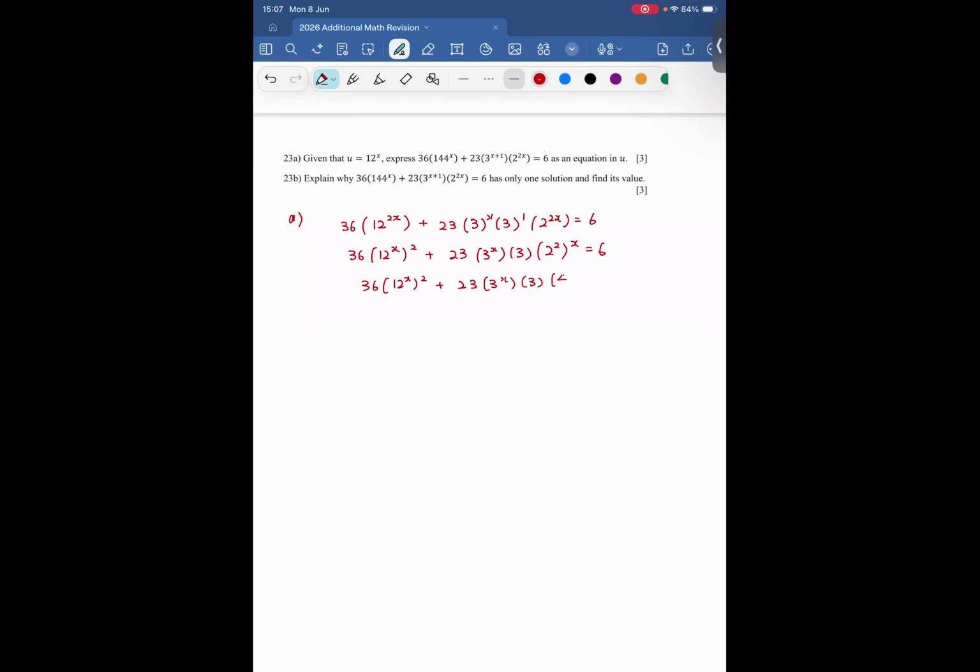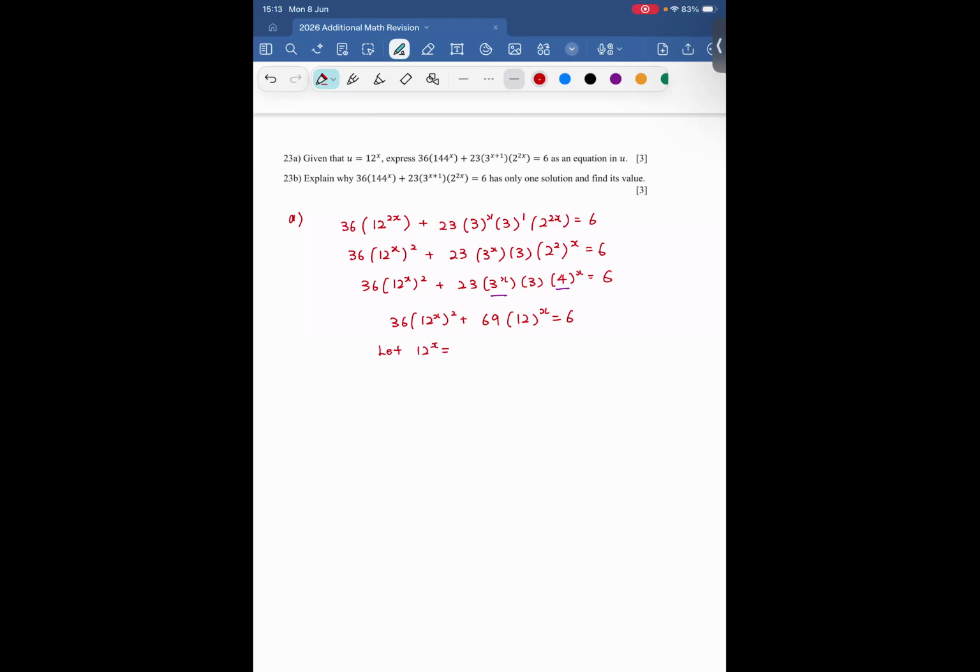Okay, this is actually 4 power x. So now you can combine these two. You can see these two, they have the same power. So you just multiply them together. Actually, I do the 23 times 3 also, 69, 12 power x. Okay, now you do your substitution yourself.